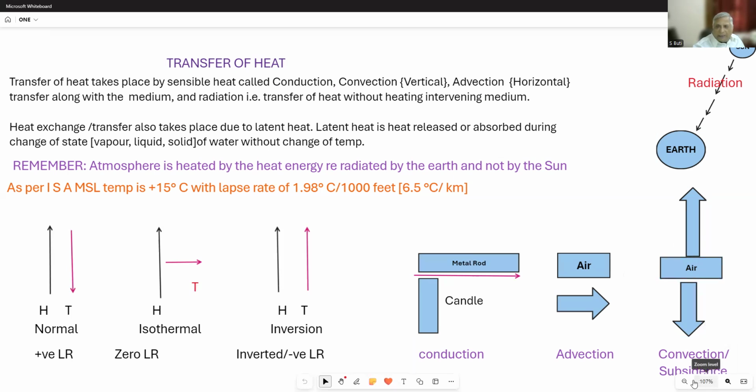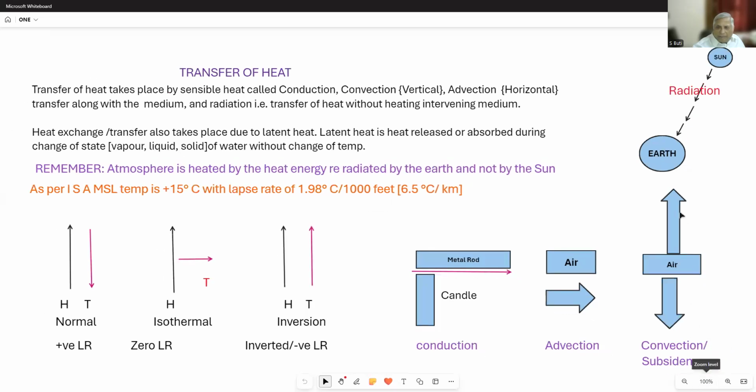and when a parcel of air becomes cooler than the neighboring parcel and sinks downward, that is called subsidence. So convection and subsidence are vertical, advection is horizontal, and conduction is heat traveling through the medium, and radiation is traveling direct to the object without heating the medium.